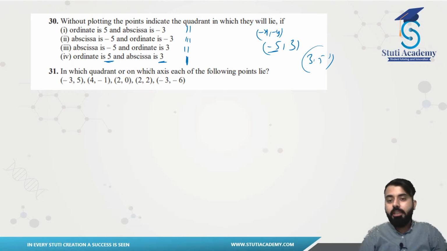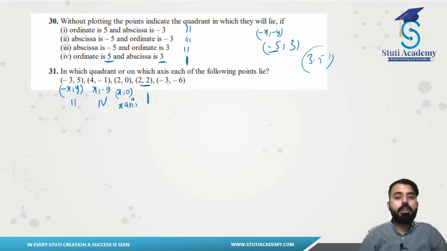Now, in which quadrant or on which axis will each of the following points lie? You just have to verify this one. (-x, y), second quadrant. (x, -y), that should be the fourth quadrant, right? Then we have (2, 0). You see we have x, we don't have any y, so that will be on the x-axis, right? Then we have (2, 2), both of them are positive, so first quadrant. Both of them negative, third quadrant. So you see, without even plotting them, we got the quadrants or the axes on which they were lying. So I hope you remember this, right? This is quite easy. Let's see what we have next.